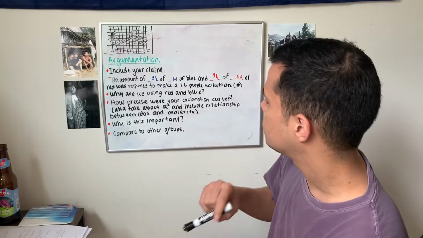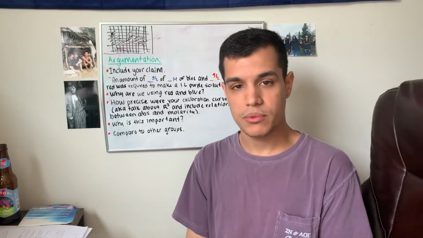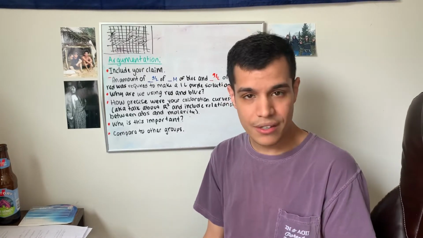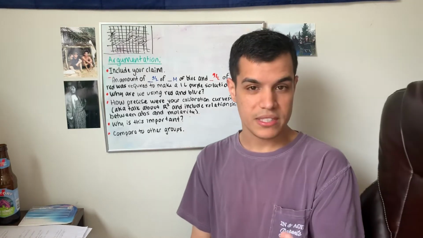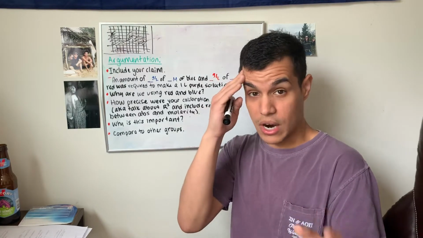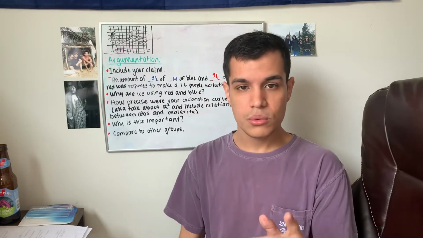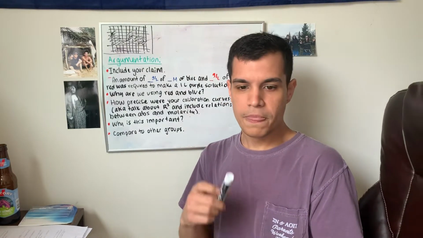How precise were your calibration curves? And here's where you tell me that the relationship between absorbance and molarity was determined to be linear, and you know that because of the R-squared value. R-squared value basically means how well your data fits a linear plot. So if your R-squared value is really close to 1, that means your data can be said to be precise.